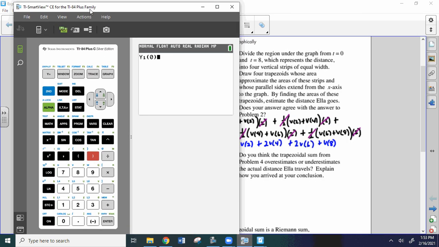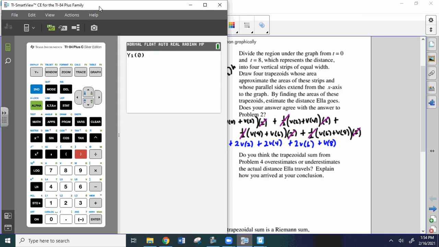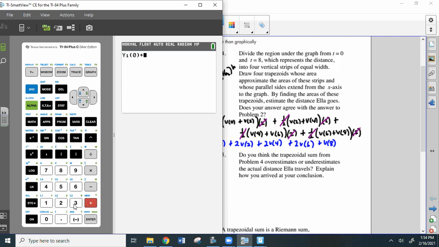And then I'm going to slide it over here. There we go. That's almost enough. Then I'm going to do plus 2 times V of 2, but in our calculator that's Y1 of 2, plus 2 times Y1 of 4, plus 2 times Y1 of 6, plus Y1 of 8. Enter.